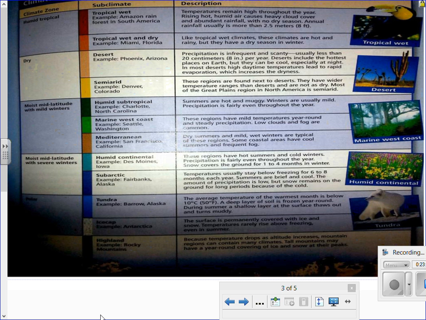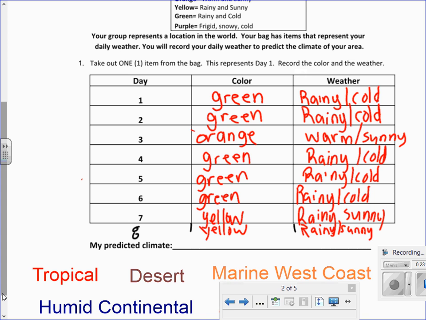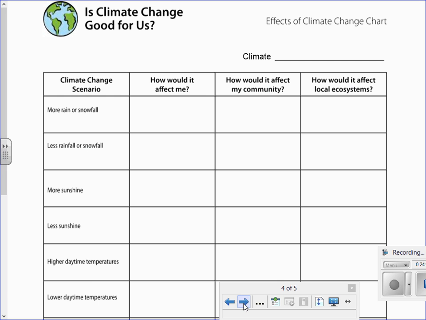Now let's look at mine. This is what I have. Majority what? Rain and cold. So with the rain and cold, looking at your book, what do you think that would be? Rainy cold? Maybe tundra. That rain could possibly be what? Ice. So definitely, you don't have one day in there, but mostly rainy and cold. I had a rainy, sunny day, still rainy and cold. Any questions?